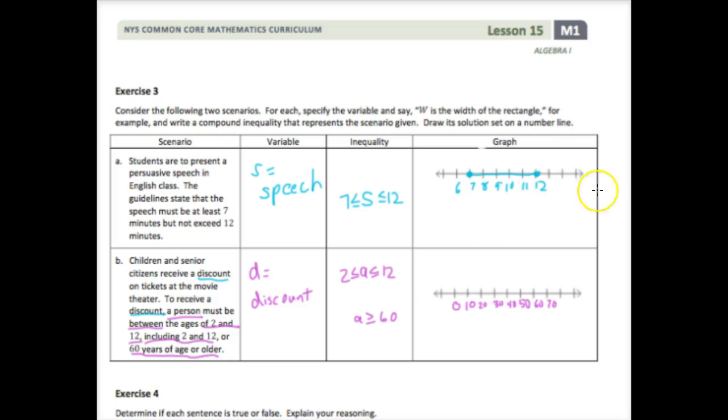All right, now this could get a little bit difficult, but I have a feeling we can do it. Let's see, between 2 and 12. So let's call this 2, and it's a solid dot, and 12, about here. What I'm going to do is I'm going to say this was 2, and this is 12. And then we can go up to 60, and we can take anybody older than 60 can get in with a discount. Yay!